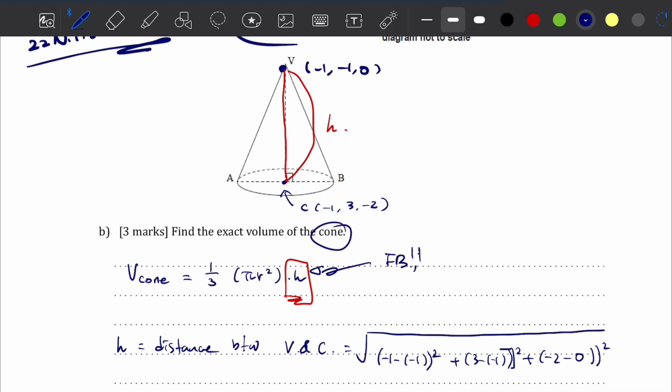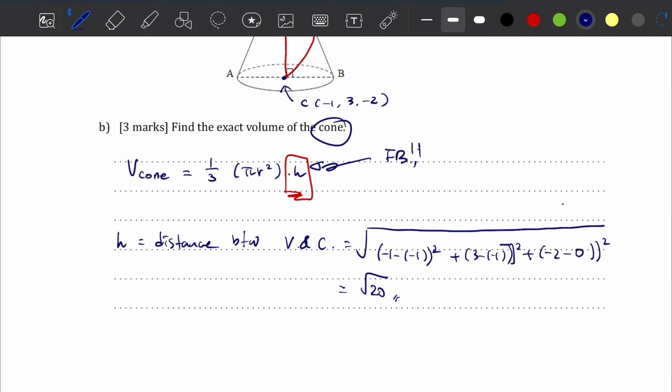So we get square root 20. Okay. Then using this information, we can calculate the volume of the cone. So V, the volume of the cone, is equal to 1/3 times pi r squared. The r value we calculated from the question. So 3 squared times the height that we just calculated, square root 20.